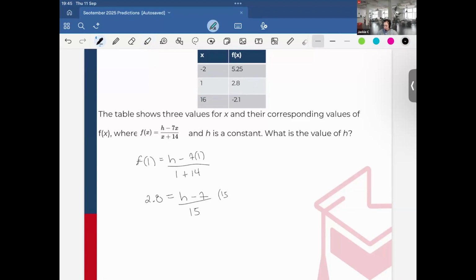And then we can just multiply each side by 15. So 15 times 2.8 is 42. So 42 equals h minus 7, and 49 is equal to h. So also pretty quick and easy without using Desmos or a calculator as well. Okay, amazing. Continuing our journey.